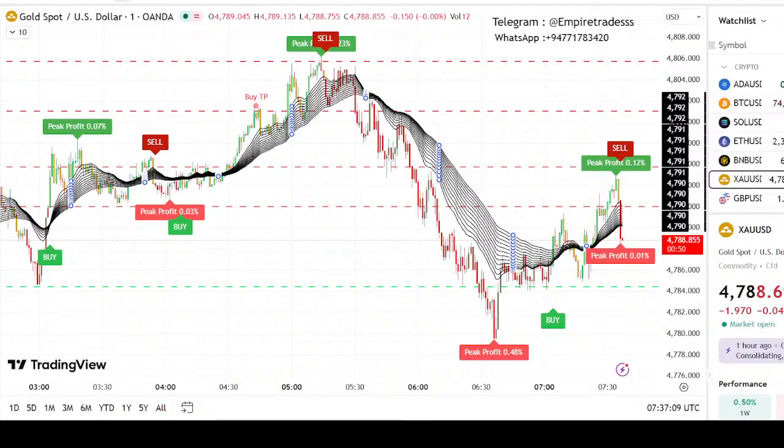Using bots in Forex and gold trading offers several benefits, which can significantly enhance trading efficiency, accuracy, and overall profitability. These automated trading systems leverage advanced algorithms to execute trades based on predefined criteria, providing several advantages over manual trading. One of the primary benefits of using bots in trading is their ability to operate 24/7 without the limitations of human fatigue or emotions.